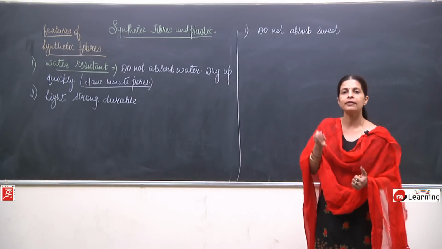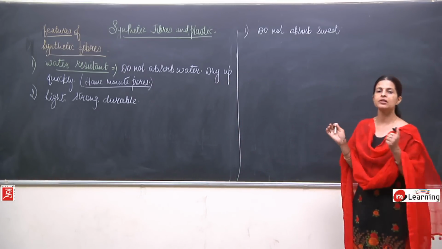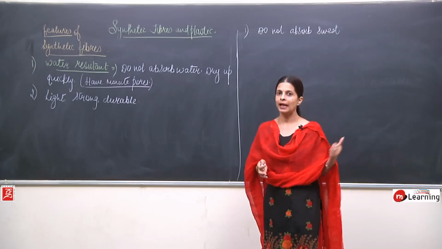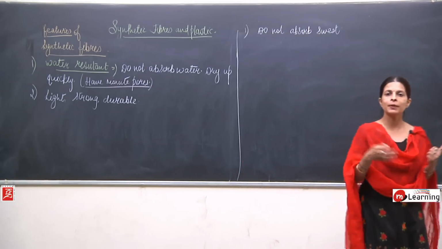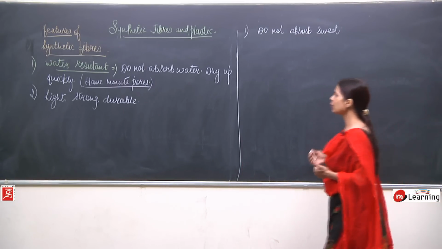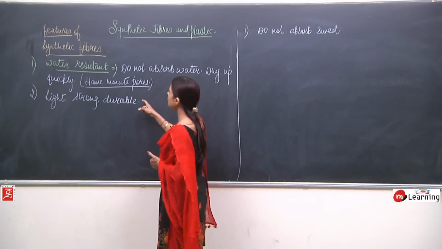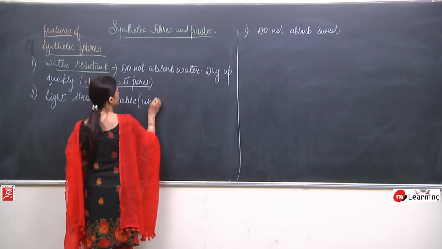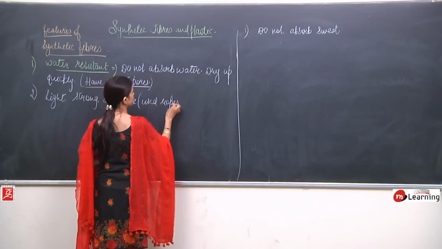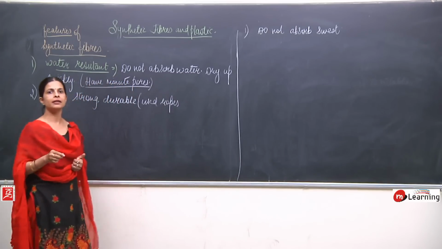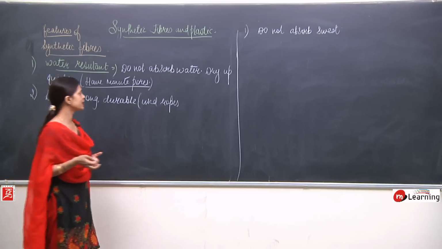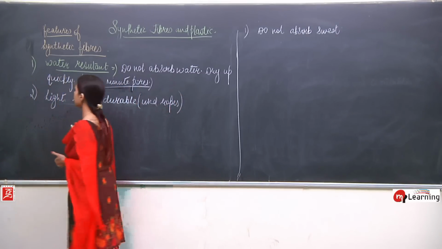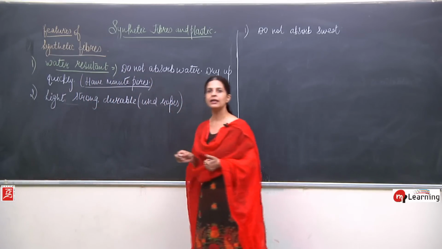Light means in weight they are light, but strong means they are very strong, that means they do not wear out very soon, as the fibers do not break very easily. That is the meaning of strong and durable, and that is the reason it is used to make what? It is used to make ropes, climbing ropes even, and the sail of the boat and all these things. So the important point is these are light, strong and durable.